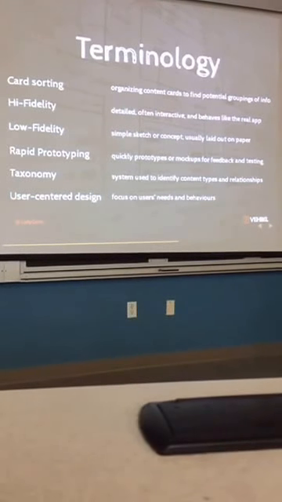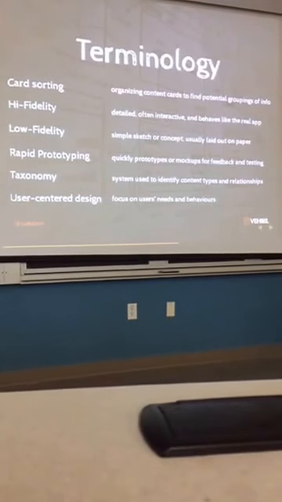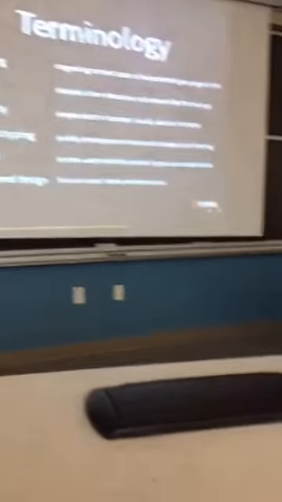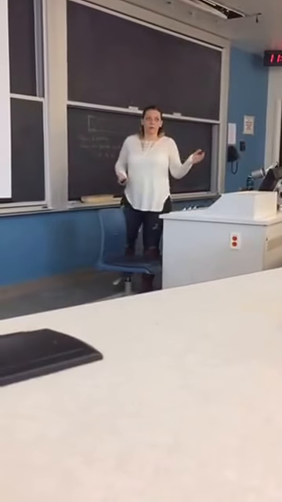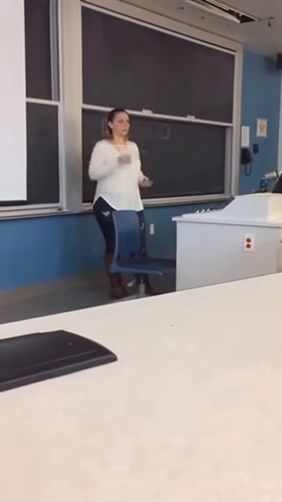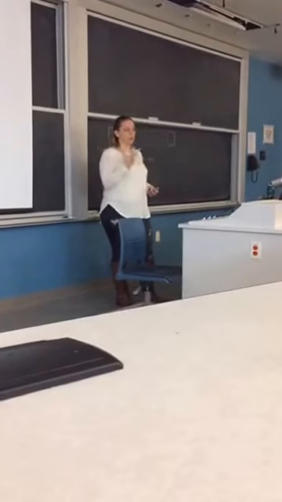That's rapid prototyping. Taxonomy gets a little bit more complicated in that it's a system that is used to identify the content types and how they relate to each other in terms of how you're moving through an application. We've all seen things like sitemaps. There's not one linear way to move through a site. There are links between them, and they have to make sense.